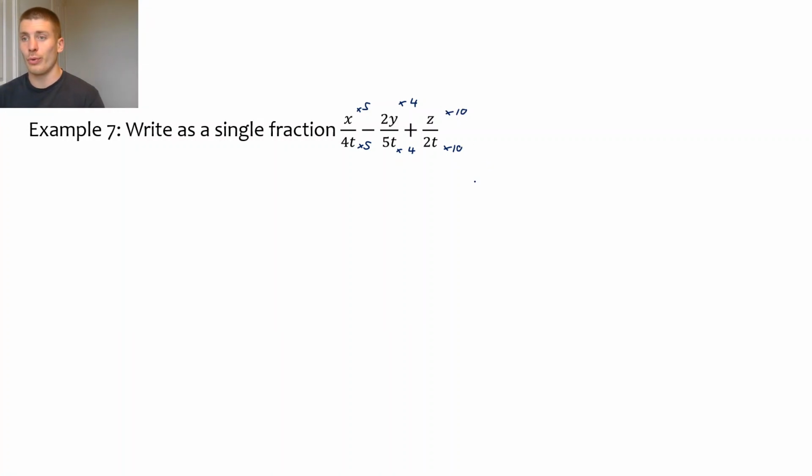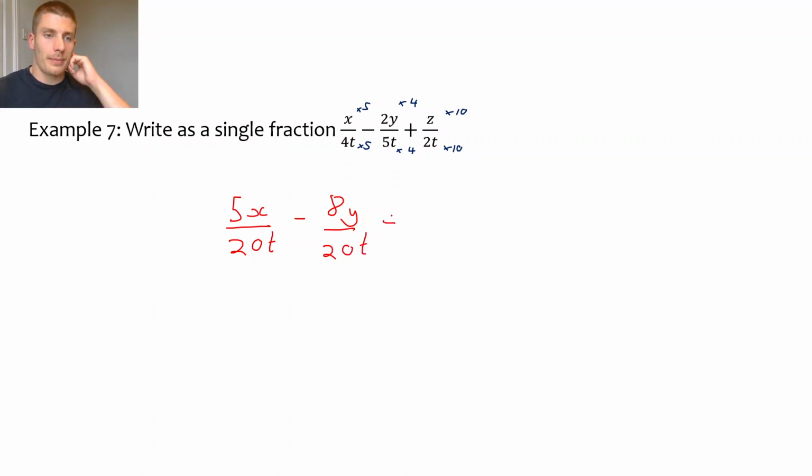And I'm going to write out in full what's really going on here. So if we consider the first fraction x over 4t and timesing top and bottom by 5, that's going to go to 5x over 20t, which is good. The second fraction, okay, and we're taking it away, is going to go to 2y times by 4 is 8y. 5t times by 4 gives you 20t, which is really useful. And we've got plus on the end. z times by 10, which is 10z, and 2t times by 10, which is 20t.